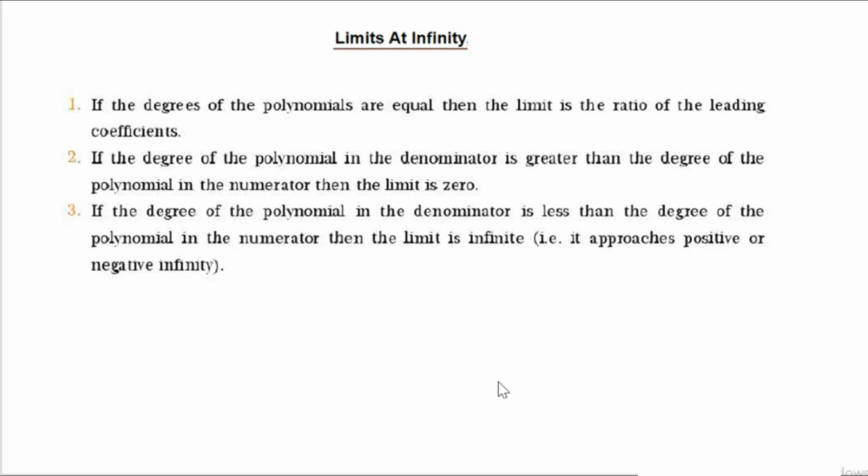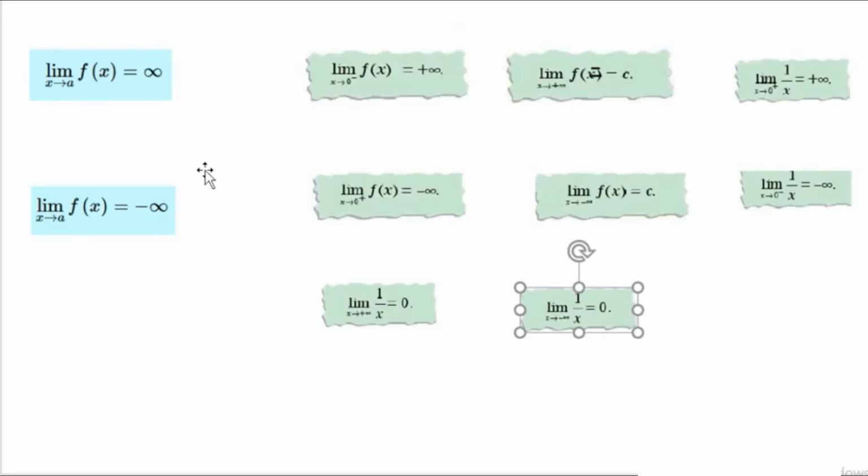Before we have some exercises, let's recall some properties of the limits. We have here the limit of f of x as x approaches a is equal to infinity. And also we have the limit of f of x as x approaches a is equal to negative infinity. Some more properties: the limit of f of x as x approaches 0 from the left is equal to positive infinity. And we also have the limit of f of x as x approaches 0 from the right is equal to negative infinity.